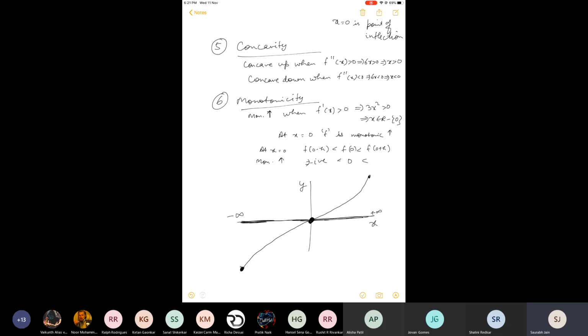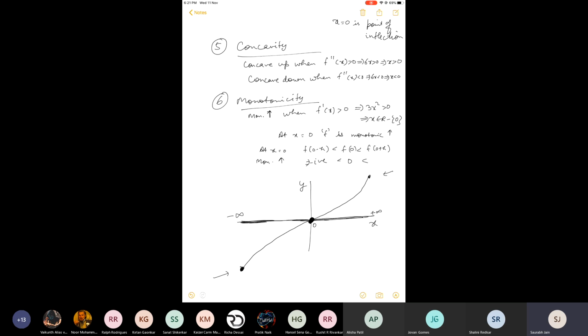See what is happening. At minus infinity, it is minus infinity. At plus infinity, it is plus infinity. Roots are 0, 0, 0. The function is always increasing. Move from left to right on the x-axis, you will always observe the increase in height. This point, 0, roots are there.